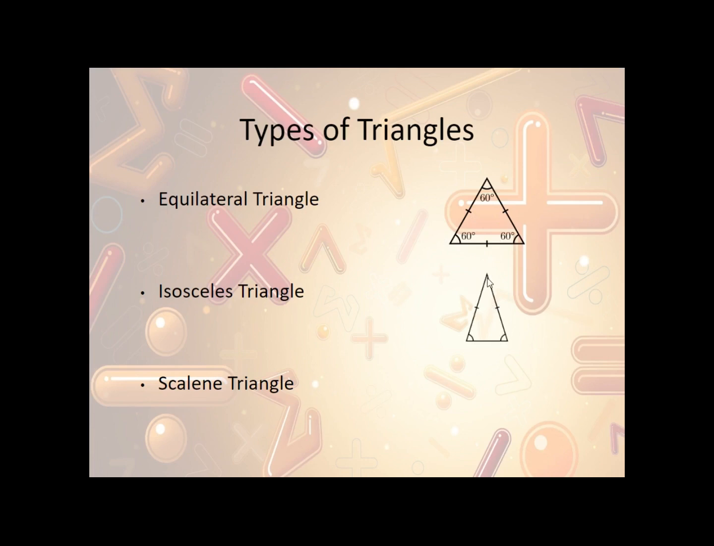Isosceles triangle has two sides, this side and this side the same, and the opposite angles the same. Scalene is just kind of random. All the sides, all the angles are different.